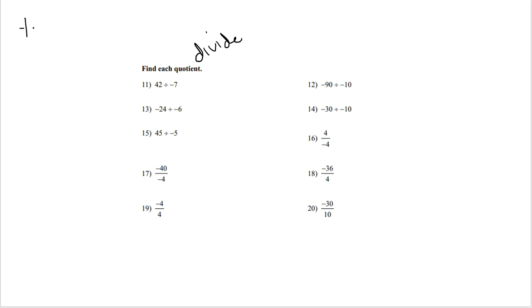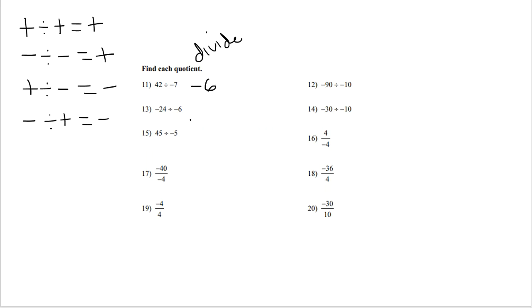So if you have a positive divided by a positive, your answer is going to be positive. If you have a negative divided by a negative, your answer is going to be positive. If you have a positive divided by a negative, your answer will be negative. And if you have a negative divided by a positive, your answer will be negative. So 42 divided by -7, we know 42 divided by 7 is 6. A positive divided by a negative is a -6.